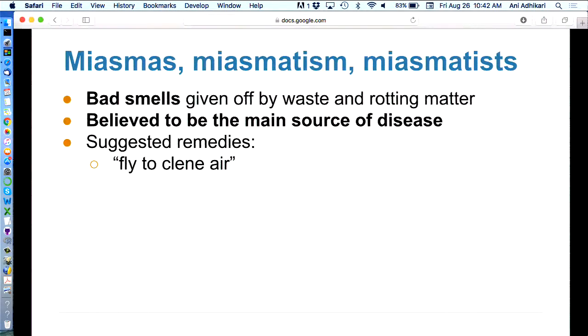Right now, it was all very well for him. He had palaces that he could go to. Fly to clean air was one of them. Less bad smells, less disease.